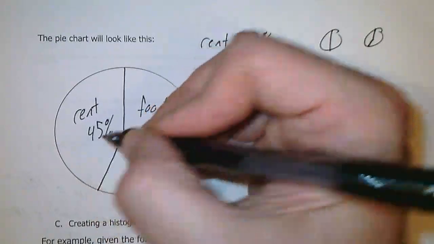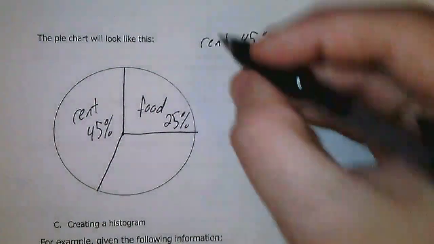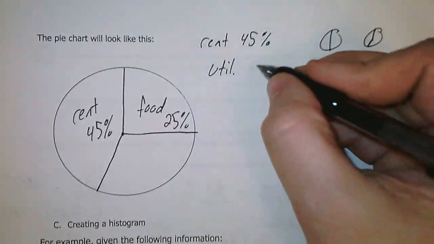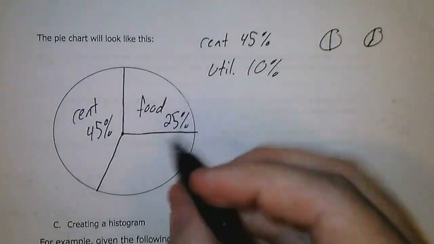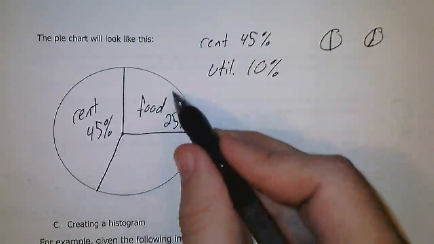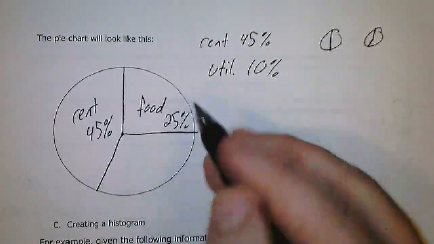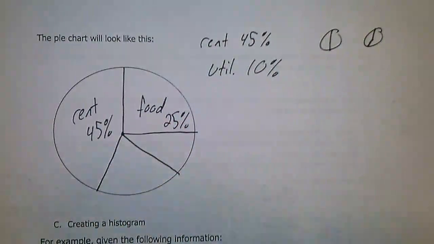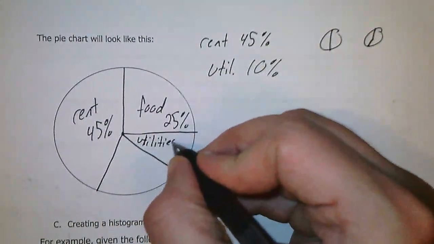Again, we're just doing this by hand. It won't look that good. What else do we have? Utilities is 10%. So that has to be smaller, about less than half of our 25%. So something like that sized for our utilities at 10%.